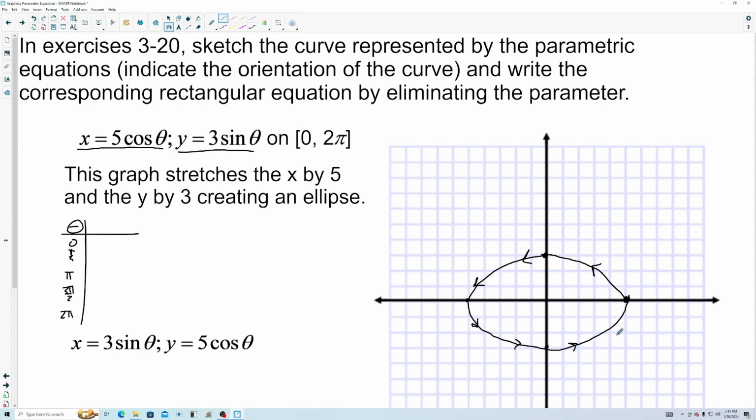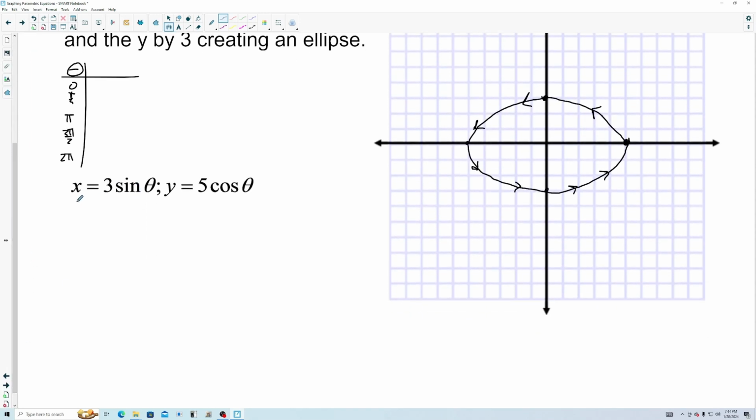Now, if they make x as sine and y as cosine, then we're probably going to have to get some values and figure out what's going on. So just like this, speak of the devil, here we go. Theta, 0, pi over 2, pi, 3 pi over 2, and 2 pi.